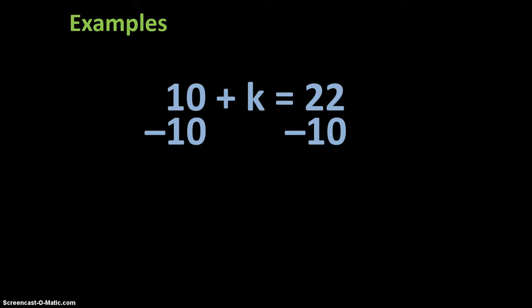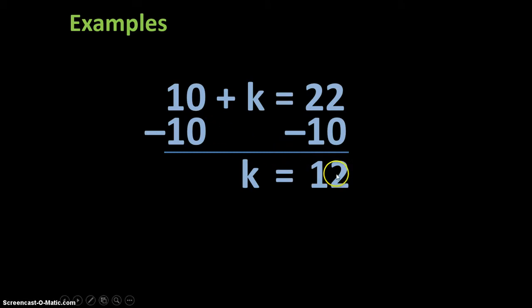That 10 minus 10 is going to eliminate, make it 0. 0 plus k just leaves you with k. And then equals 22 minus 10 is 12. You can always go back and check your work by plugging in 12 for k and seeing if that equals 22. If you take this 12, put it here, 10 plus 12 does equal 22. That's a way to check your answer.